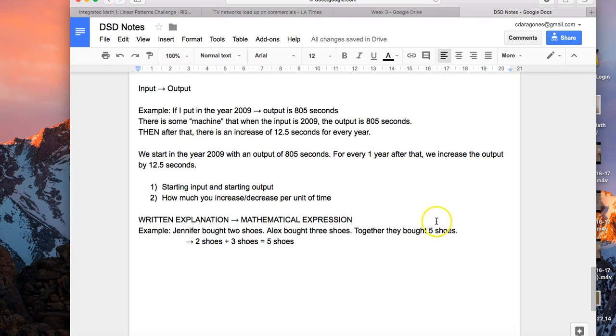So these mean the same thing, right? They represent the same situation. However, this one is a written explanation, this one is a mathematical expression. So 2 plus 3 equals 5, right? So that's exactly what we're going to do with our data. We're going to start out with this written explanation, and then we're going to turn it into an expression, into a function, okay?